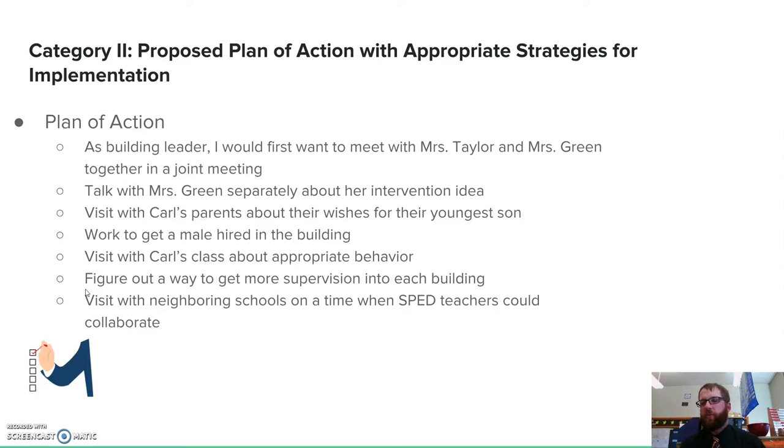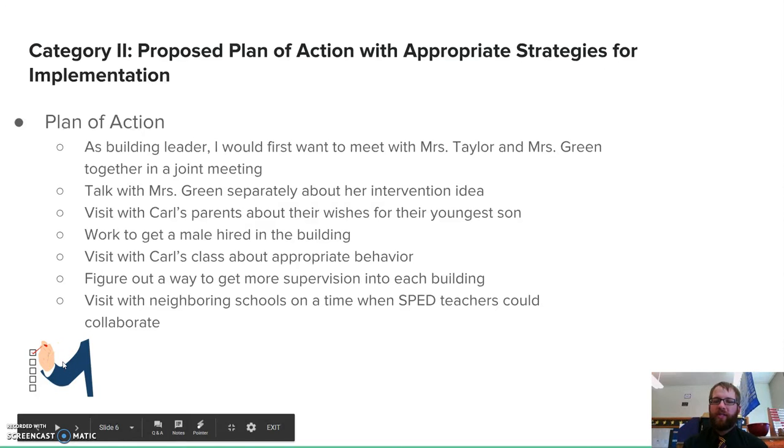I know Mrs. Green was, on separate occasions, talking about feeling like she was kind of on an island and like she didn't have anybody to talk to. And so if there was a way that other teachers in her position in other buildings could find that, maybe they could even meet online, whether it's Skype or Zoom or something, and collaborate on different scenarios that are going on in their buildings.